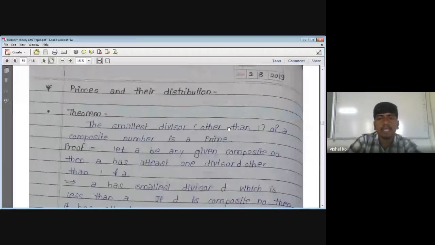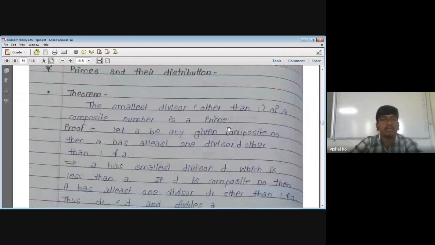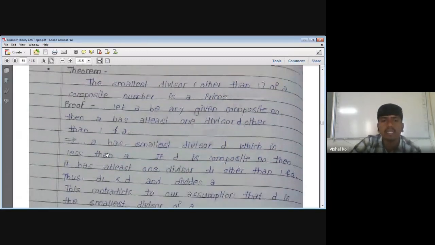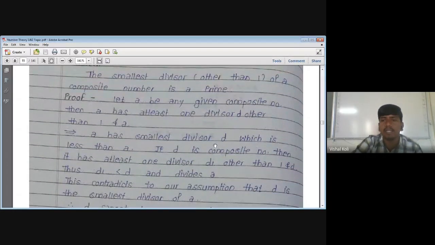Let A be any composite number. As A is a composite number, it has at least one divisor D other than 1 and A, from the definition of composite number. Any number is said to be composite if it has at least one divisor other than 1 and the element itself. If the number has only two positive divisors, 1 and the element itself, then the element is a prime number. But here A is composite, so it has at least one divisor D other than 1 and A. Let us consider A has smallest divisor D, which is less than A.